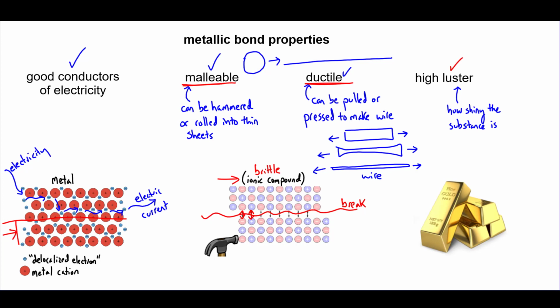Now, the last property of metallic bonds we need to get today is luster. It's how shiny a substance is. And metals tend to have a very high luster. In other words, they're really shiny. Sometimes metals aren't shiny on their own, but you can polish them or grind them down to make them shiny, and that's not something you can do with ionic or covalent substances.